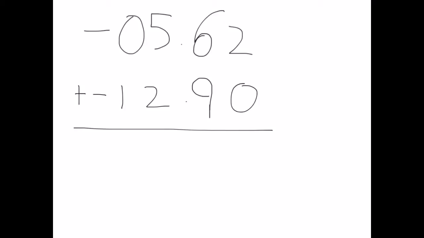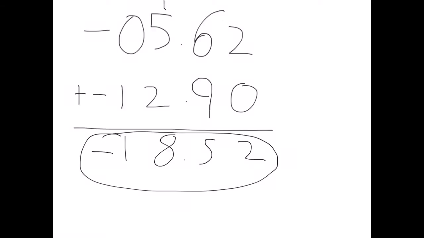So 2 plus 0 is 2. 2 plus 0 is 2. 6 plus 9 is 15. 5 plus 2 is 7. And then I have a 1 from 15. And then 0 plus 1 is 1. So then I will carry down my decimal and I'll make it a negative. So my answer would be negative 18.52.